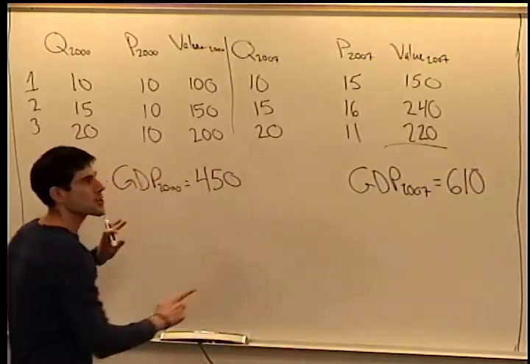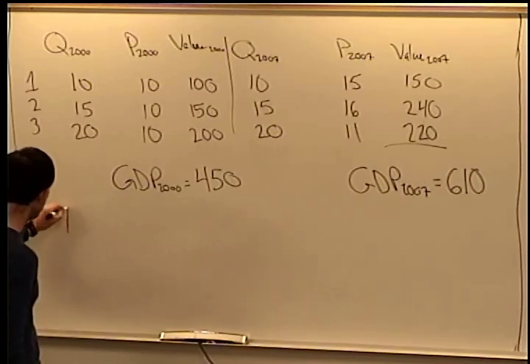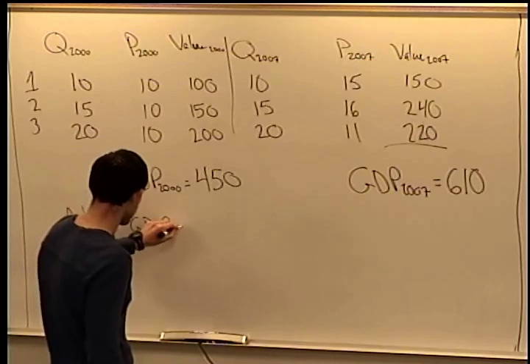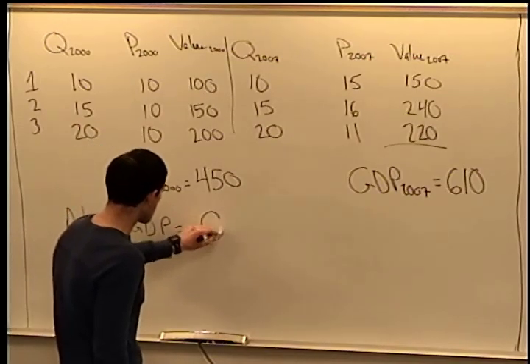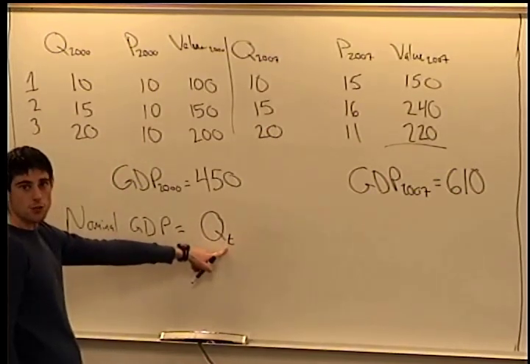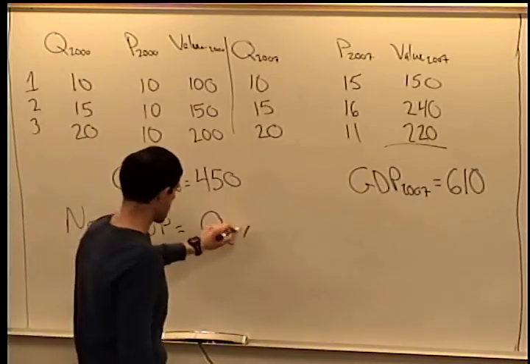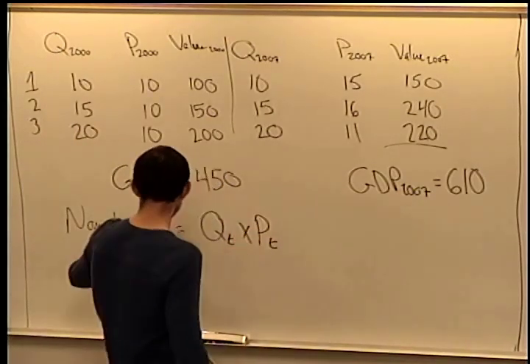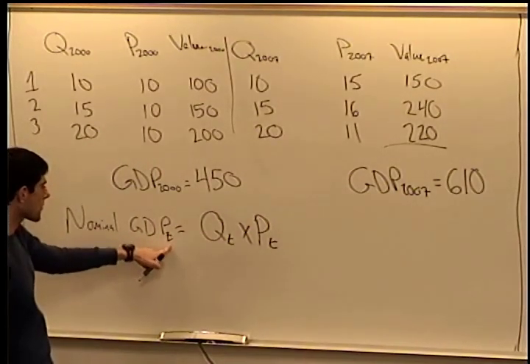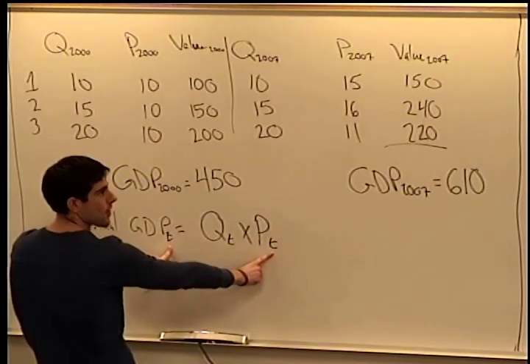So the GDP that we just measured is what we call nominal GDP. So nominal GDP is going to be equal to quantities in some time period. So T, if I said T is equal to 2000, it would look like quantities in 2000 times prices in that same year. So nominal GDP in year T, so nominal GDP in year 2000, is going to be equal to quantities in year 2000 times prices in year 2000.